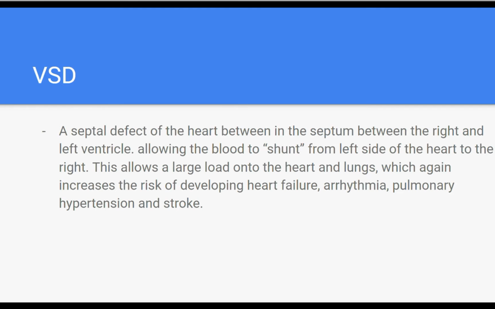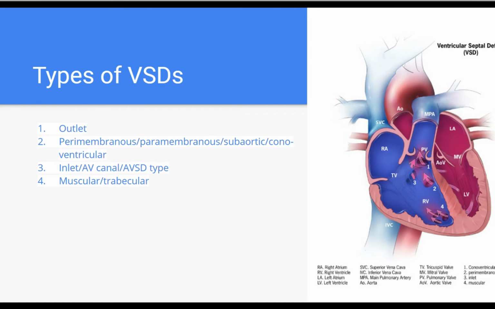This allows a large load onto the heart and lungs, which again increases the risk of developing heart failure, arrhythmia, pulmonary hypertension, and stroke. There are 4 types of VSDs, and the first one, which you see in the picture, is the outlet or conal one. This is the rarest form of VSD, which occurs in the ventricular septum just below the pulmonary valve.